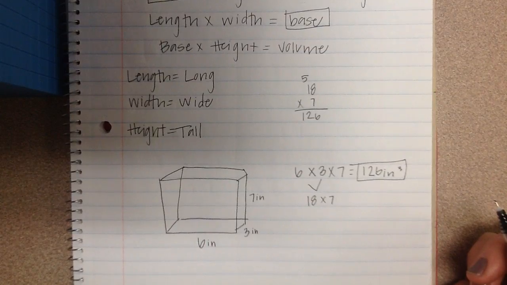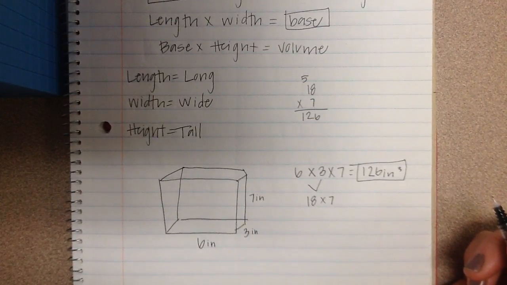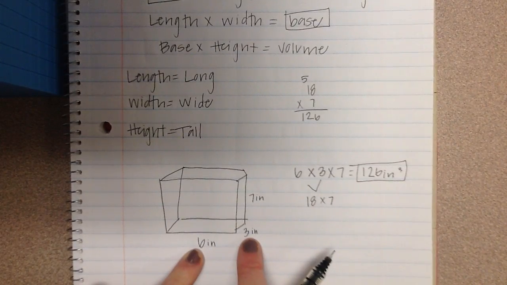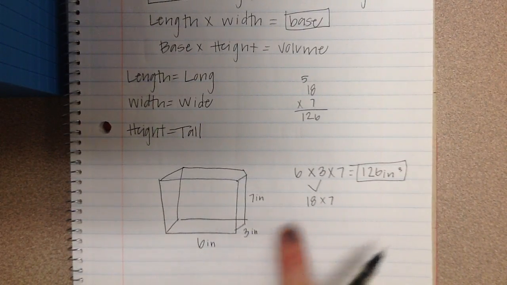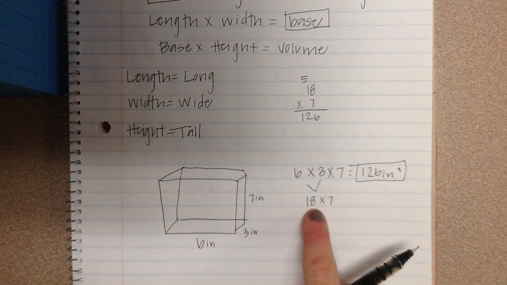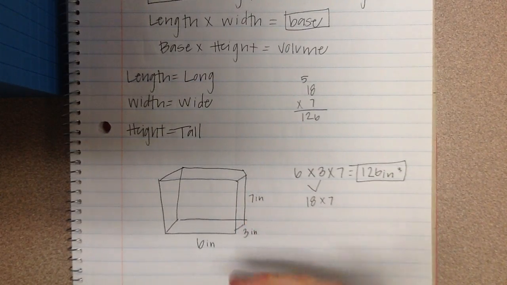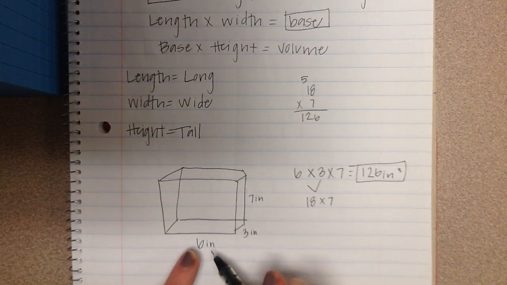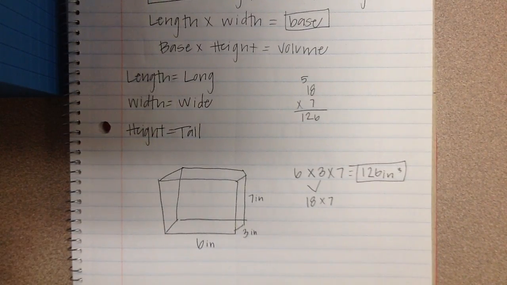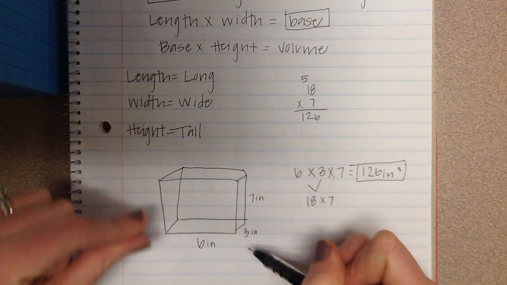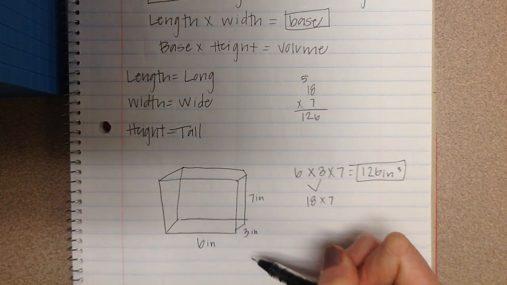So the reason this is super important, and the reason why you have to multiply all 3, is 6 times 3 does in fact equal 18. But we have to multiply by 7 because 18 is our base, but 7 is our height. So we have 7 layers of 18. So that's why you can't just say 6 times 3 equals 18 and I'm done. No, you found the base. When you multiply by height, you were saying, okay, I have this many layers of the base.